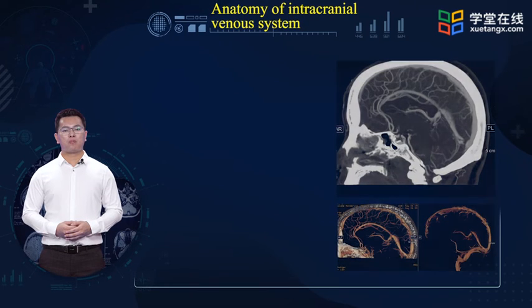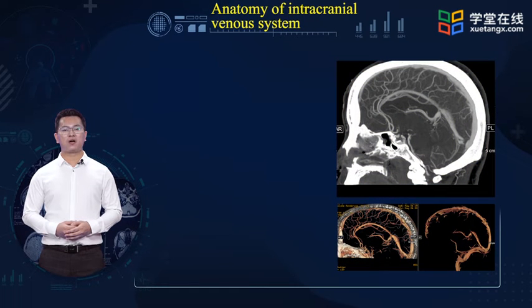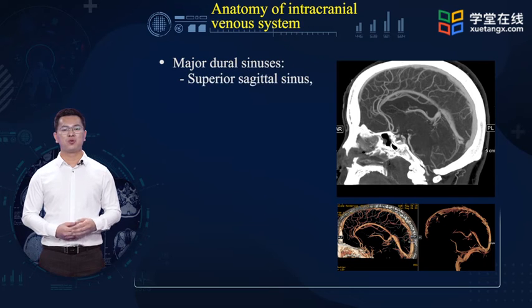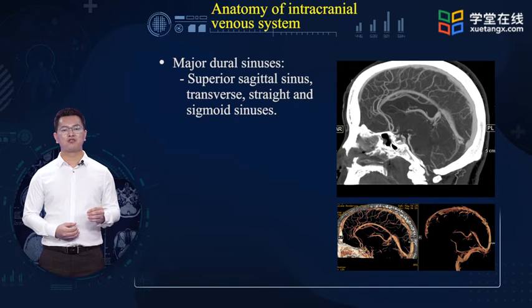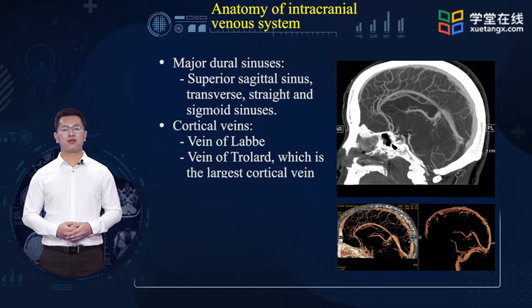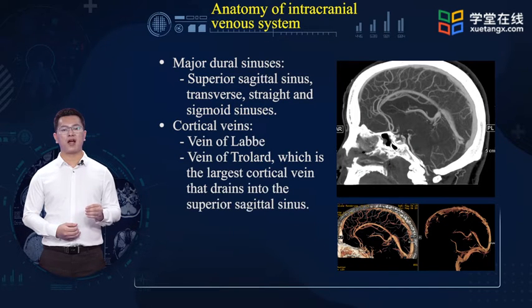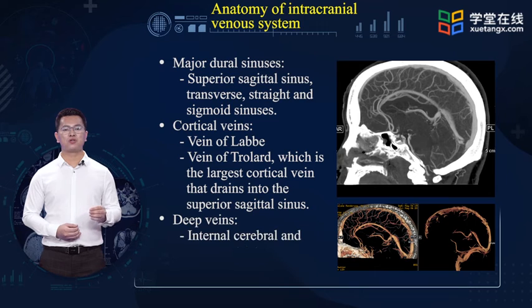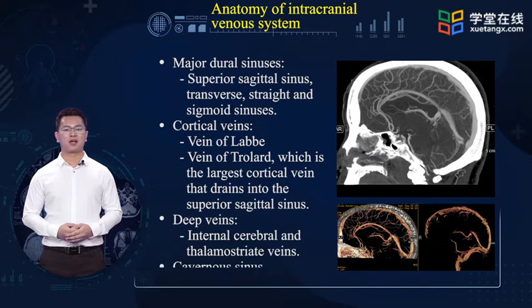Cerebral venous thrombosis occurs in descending order in the following structures: major dural sinuses, superior sagittal sinus, transverse, straight and sigmoid sinuses, cortical veins, vein of Labbé that drains the temporal lobe, or vein of Trolard, which is the largest cortical vein that drains into the superior sagittal sinus, deep veins, internal cerebral and thalamostriate veins, and cavernous sinus.